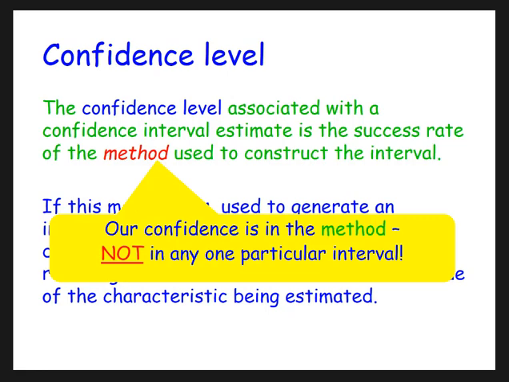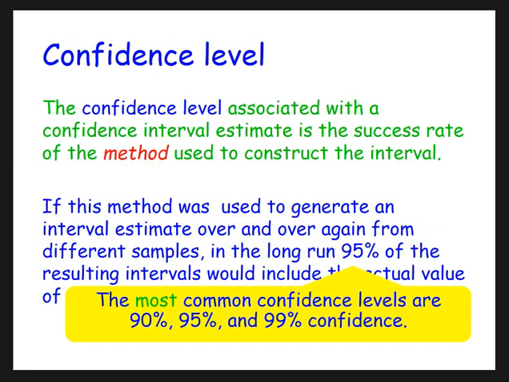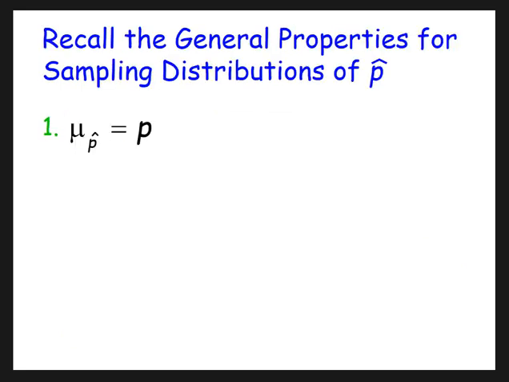So our confidence is in the method itself, the way we created the interval, not in the actual interval. So when we say that we're going to a 90% level of confidence, we're saying that this method, 90% of the time, will create an interval that contains the true population characteristic. We're not saying that the interval itself has 90% confidence. We're saying the method used to create that interval will produce the true population characteristic 90% of the time. Most commonly we use 90, 95, or 99% levels of confidence.